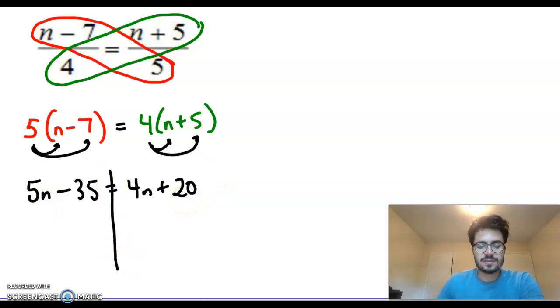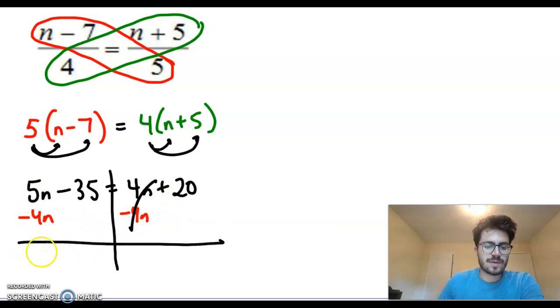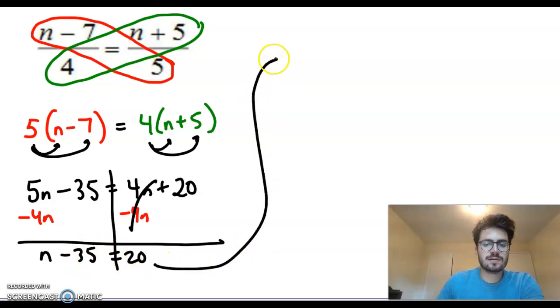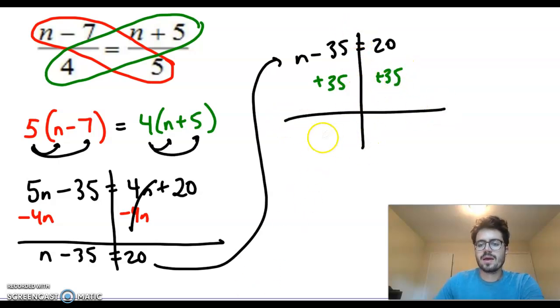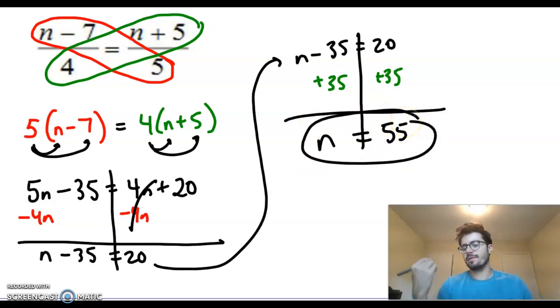I know how to solve this. Let me subtract 4n from both sides. 5n minus 4n is n. Minus 35 equals 20. I'm going to add 35 to both sides. I get n is equal to 55. And there we made it easy.